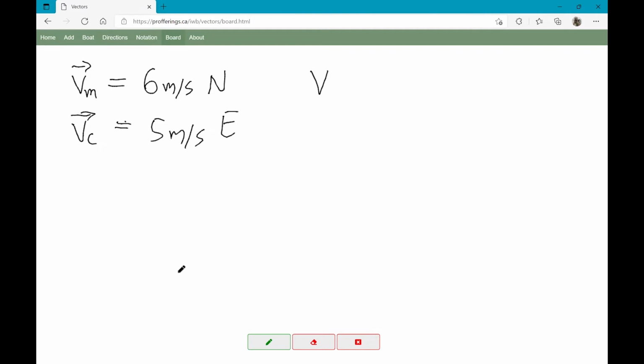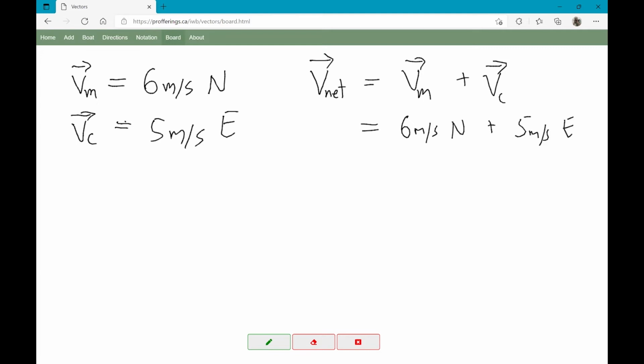The combined effect is going to be found by adding them. So what the boat will actually do, what I'm going to call its net velocity, is the sum of the motor velocity and the velocity due to the current. The motor velocity is 6 meters a second north, and the current velocity is 5 meters a second east. We can't just add the numbers, we have to take directions into account. So we need to draw our vector addition diagram.